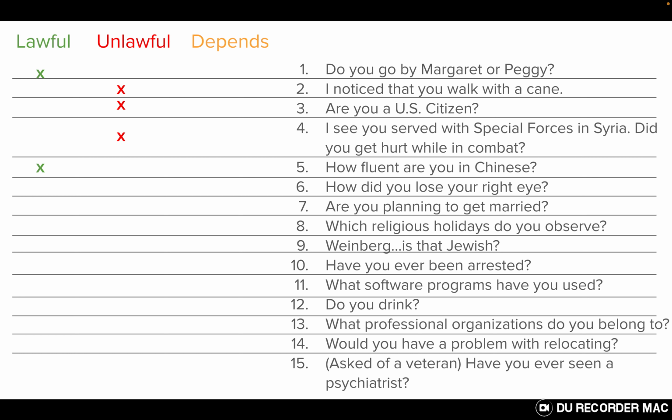Number 6, how did you lose your right eye? That is unlawful, and it doesn't relate to the duties of the job. You could ask questions such as, will you be able to perform the duties of the job, but you cannot ask specifically about disability or how something happened. That's just curiosity at that point. Number 7, are you planning to get married? That is unlawful.